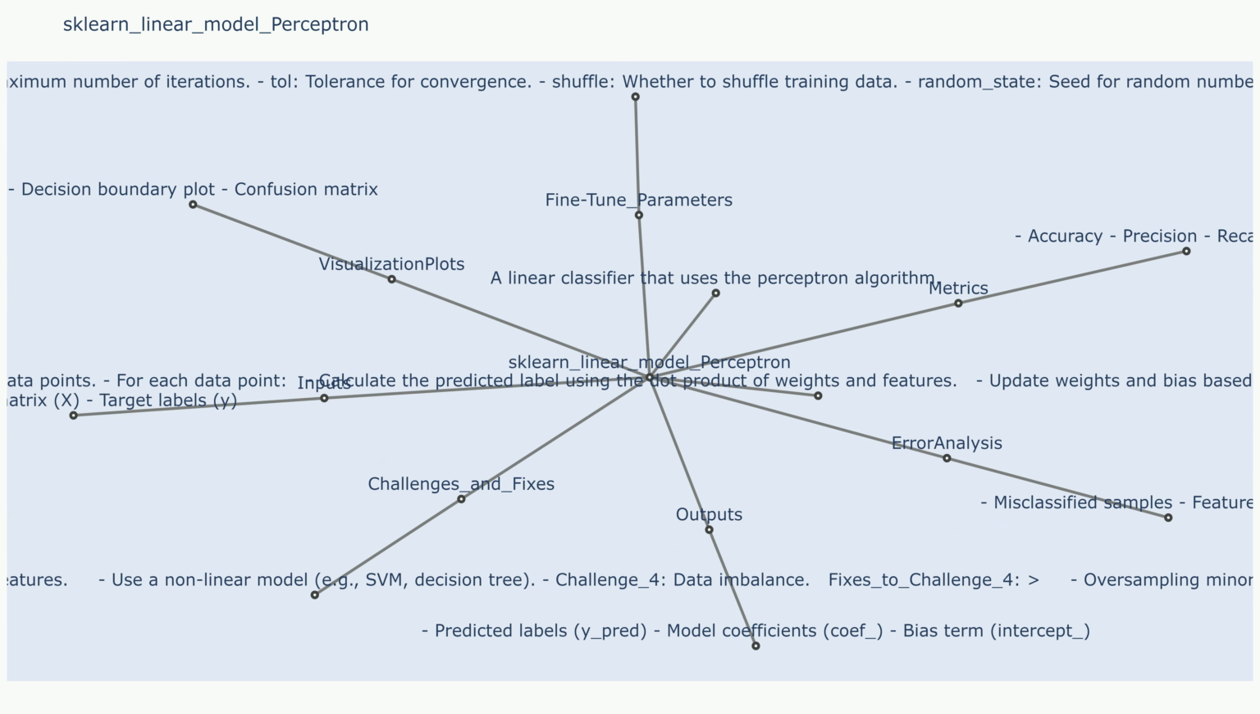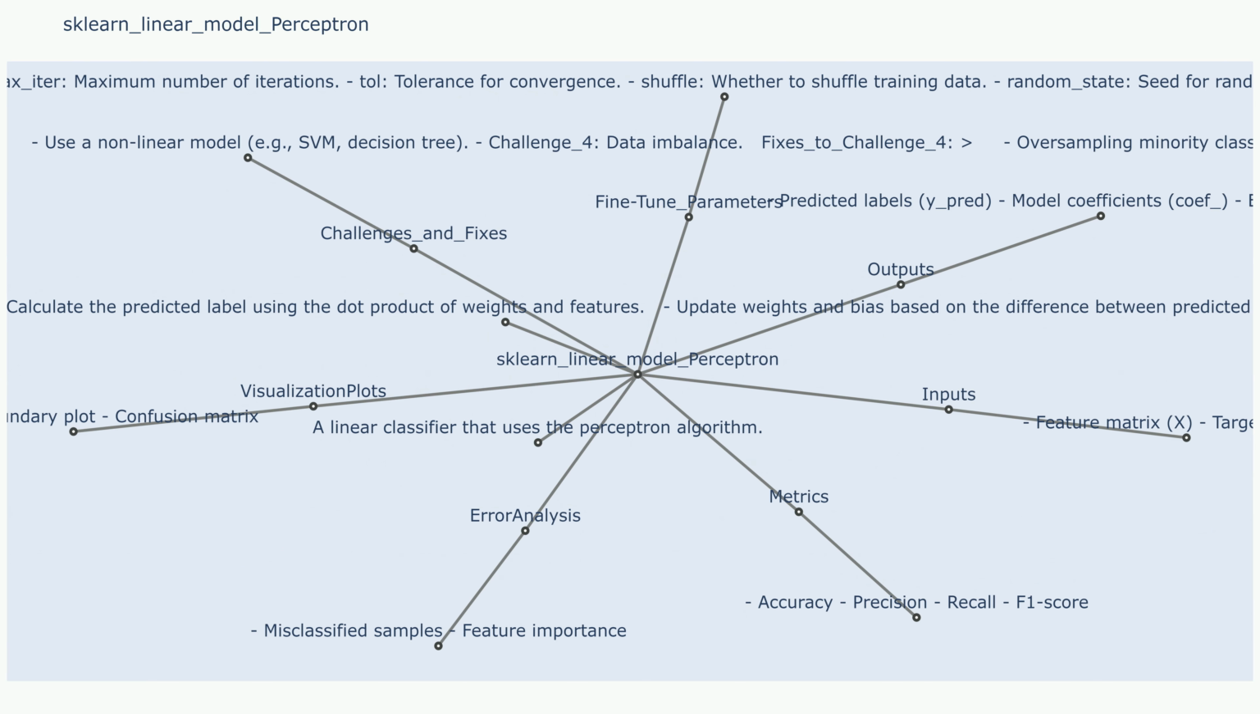Outputs. Coef: the weights assigned to the features. It is a 2D array of shape n_features, 1, where n_features is the number of features. Intercept: the bias term. It is a 1D array of shape 1, which is a scalar value. N_iter: the number of iterations the algorithm ran.